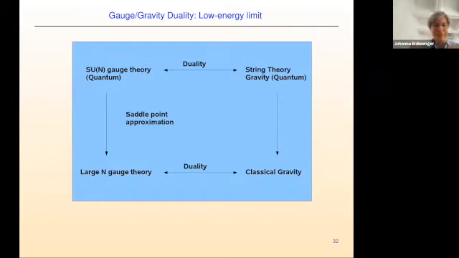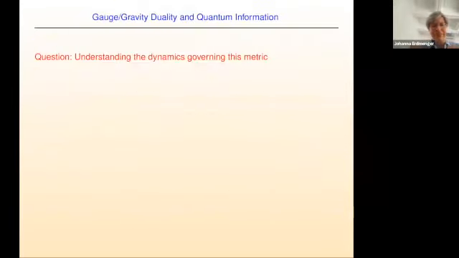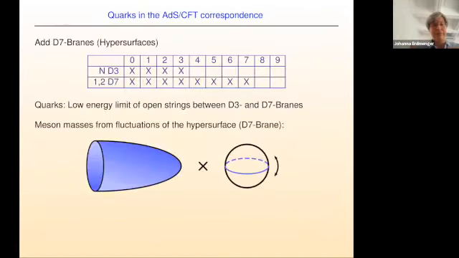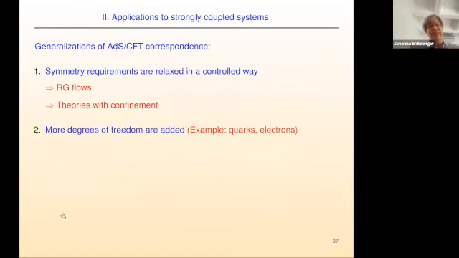Okay, maybe this is a bit abstract. Let me go back to the example and then you can see this better. All right, if we want to describe some QCD, the question is, how close to QCD can we get? And I can tell you that we can get the symmetry requirements relaxed in a controlled way. And we can add these degrees of freedom, which are these quarks. But what we can't do is to undo this large N limit. So we just have to live with this fact.